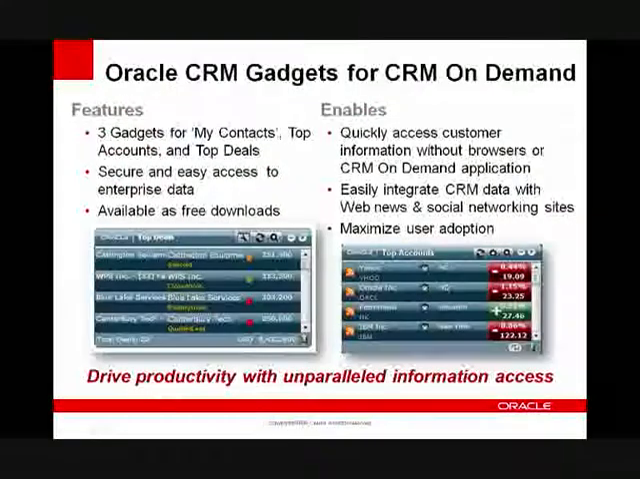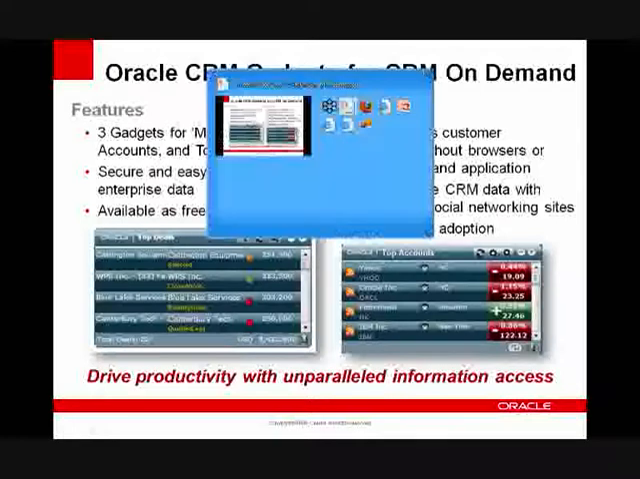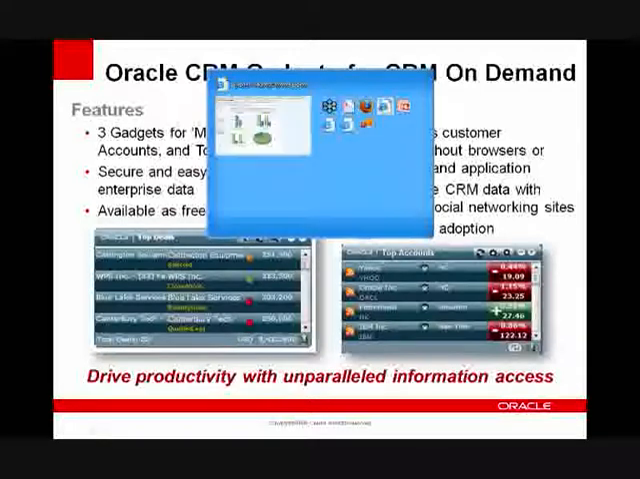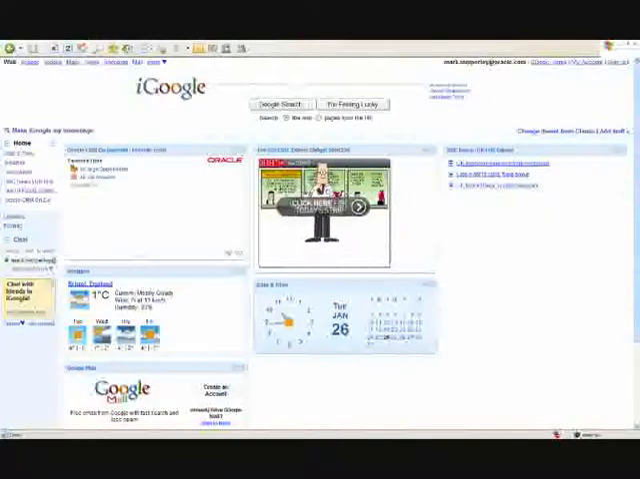The other element of what we call the Web 2.0 dynamic is around gadgets and widgets. So some customers or some users of the system are not always going to want to be online to the application. So one of the options is embedding a gadget or a widget into your chosen portal, and here you can see that I've embedded my CRM on demand within iGoogle, along with all my other favorites.